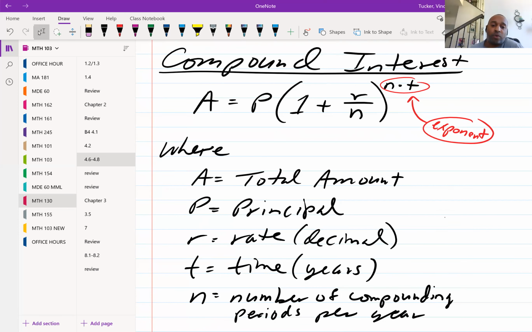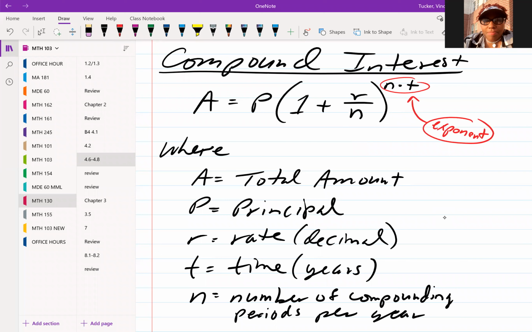P is your principal, like before. R is still the same, your rate as a decimal. T is your time in years, and N is the number of compounding periods per year. So how many times the bank or whoever it is is going to apply the interest rate to your account. R is over the N. R over N. N times T as your exponent.